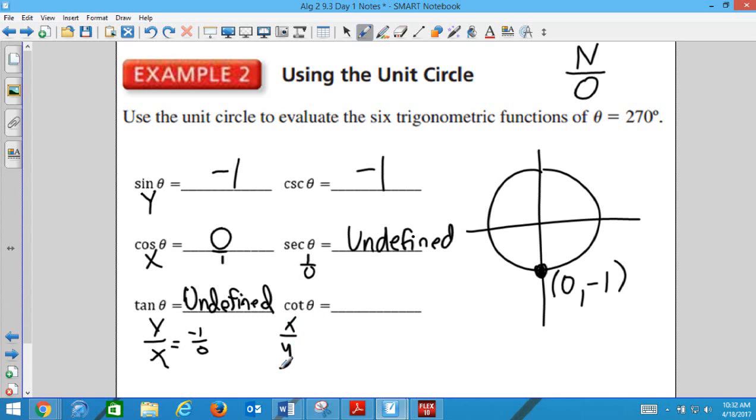So if I flip negative 1 over 0, I now get 0 over negative 1. You can kind of use this one to see what it's going to be. What's 0 over negative 1? 0. If you take 0 and you divide it by negative 1 in your calculator, it will tell you 0. But you can't divide by 0.